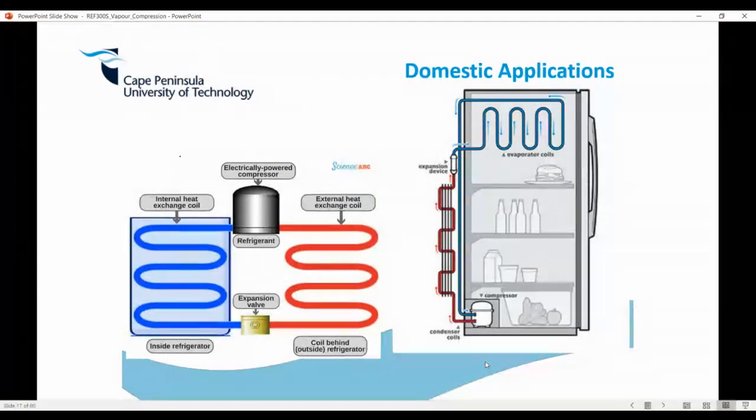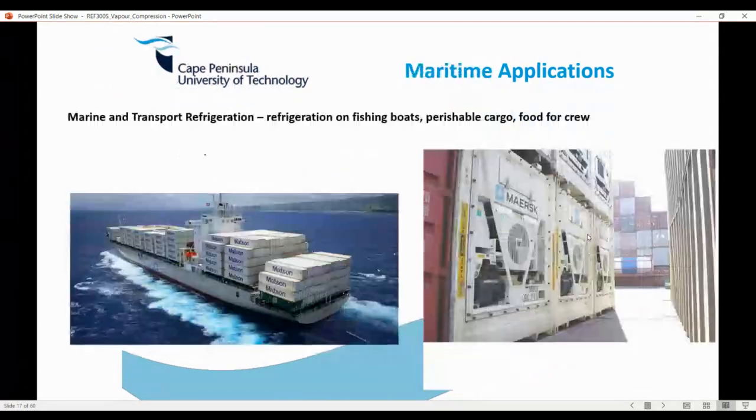Okay, so this is a domestic setup, and I just basically put that thing there to show you where everything is. I think I explained that here we have the black box, which is the compressor, the condenser coils at the back, and inside the fridge is the evaporator coils. I explained that.